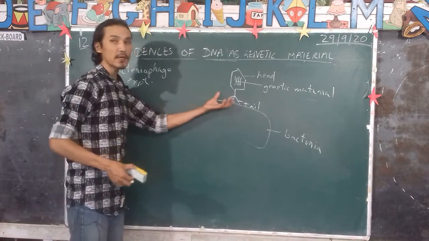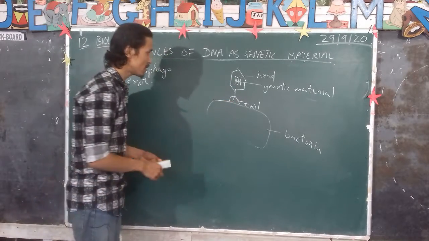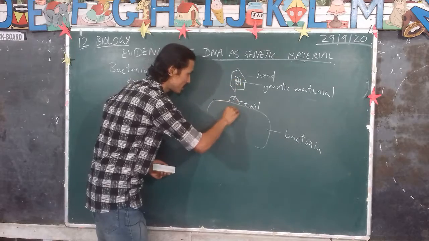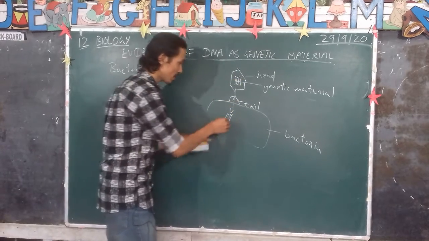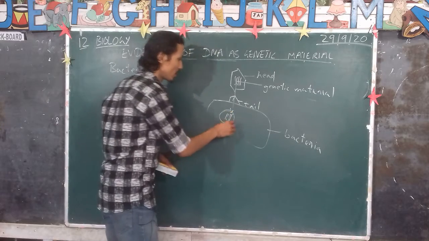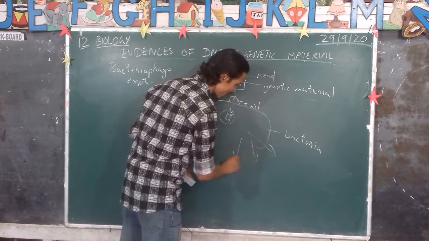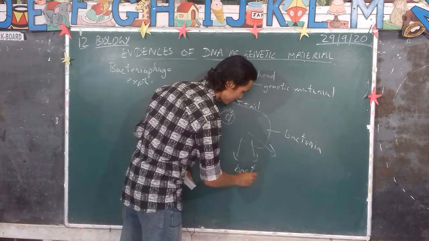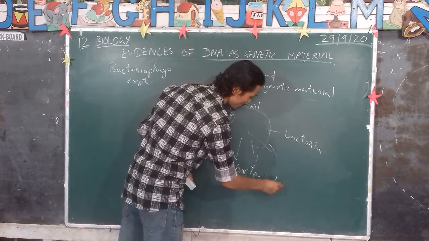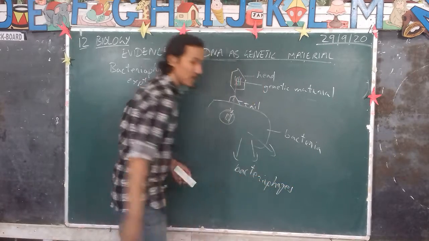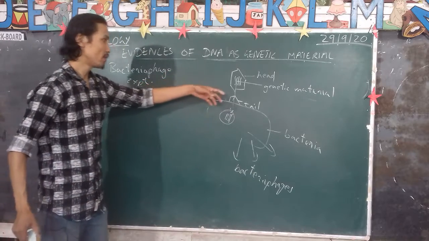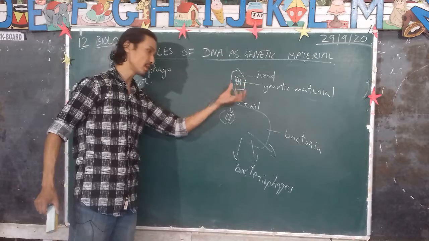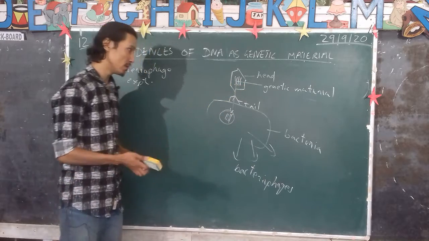So when it infects a bacteria, only the genetic material enters the bacterial cell, and from this genetic material you get many more bacteriophages. A bacteriophage is a virus which affects bacteria, and only the genetic portion of the bacteriophage enters the bacterial cell.